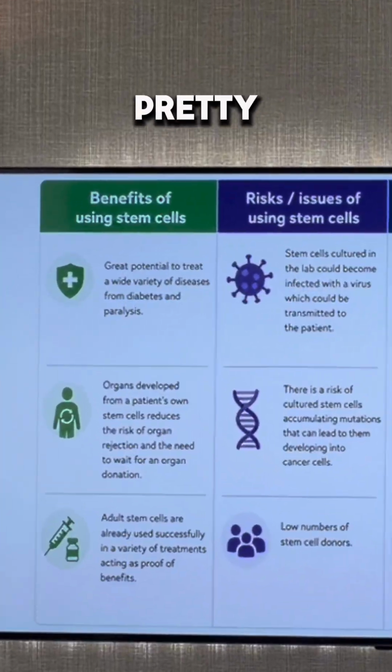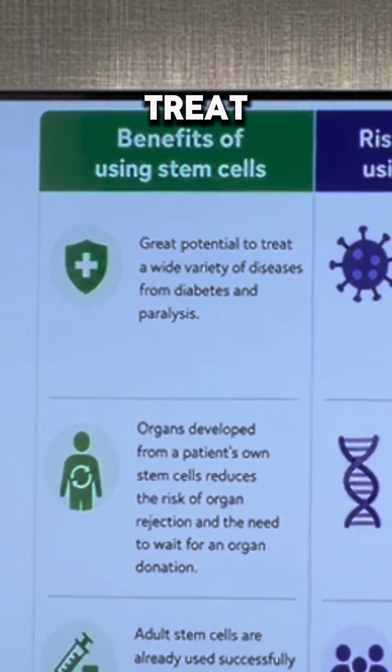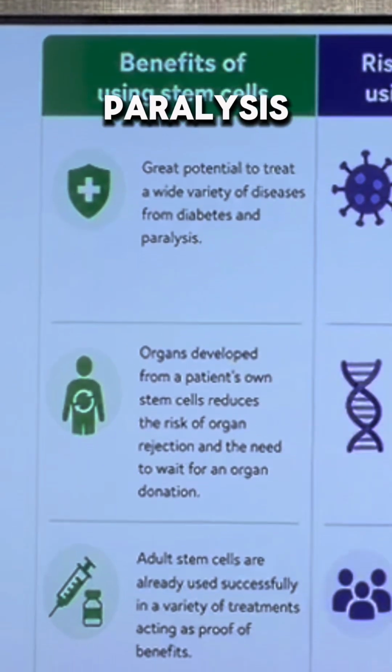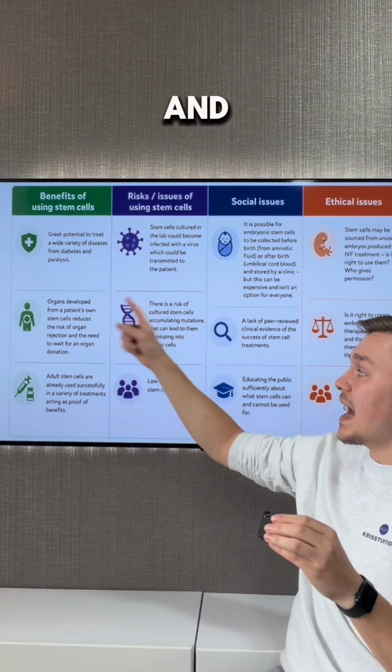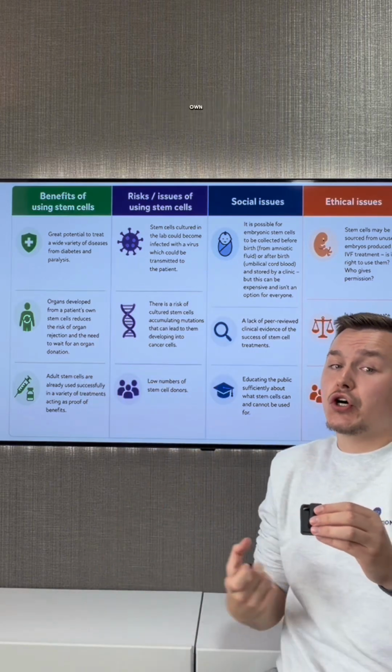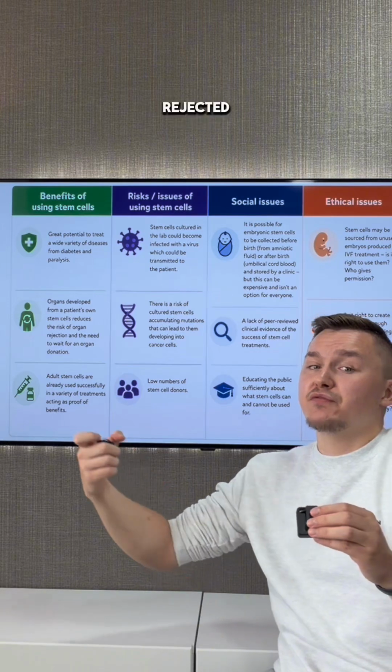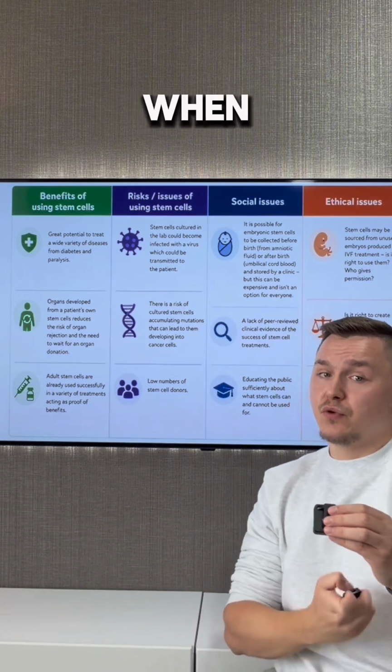So the pros are pretty clear. There's a great opportunity to treat diseases from diabetes to paralysis. Adult stem cells are already being used successfully to treat these, and organs developed from a patient's own stem cells are less likely to be rejected by the person when they're transplanted.